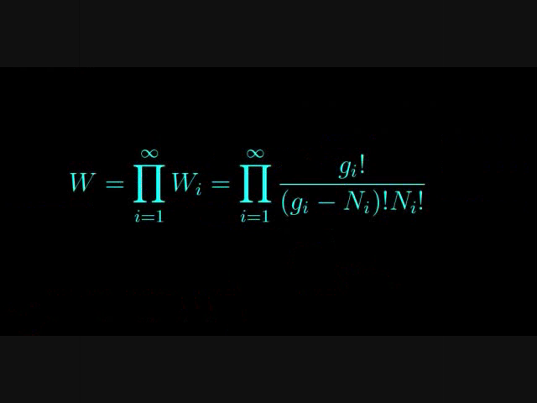To get the number of microstates corresponding to an entire configuration, multiply the W sub i together for each level i. Because there are W sub 1 ways to fill level 1, and for each of those ways there are W sub 2 ways to fill level 2, etc.